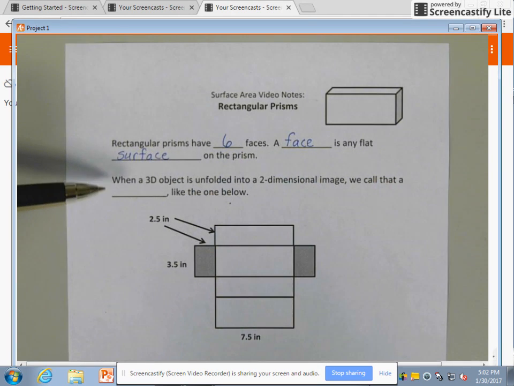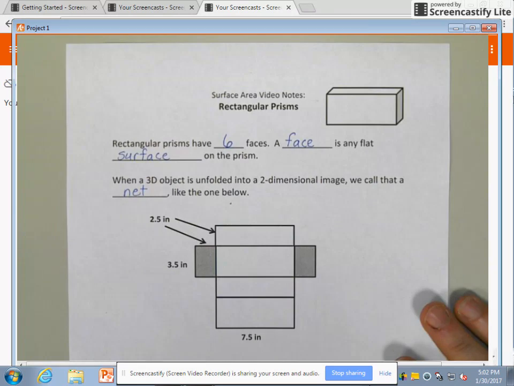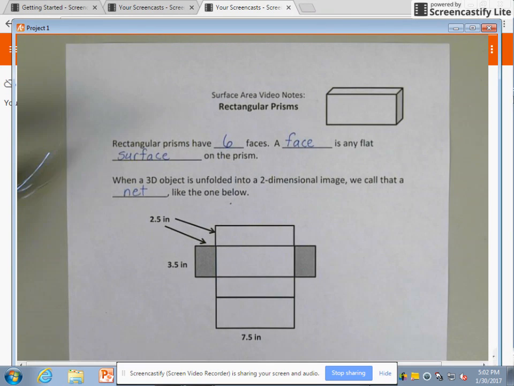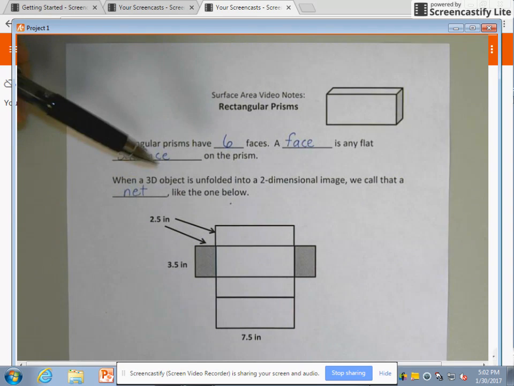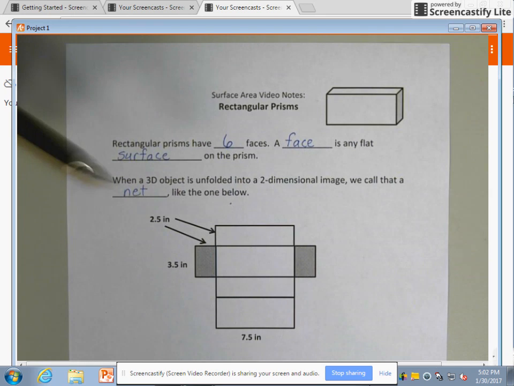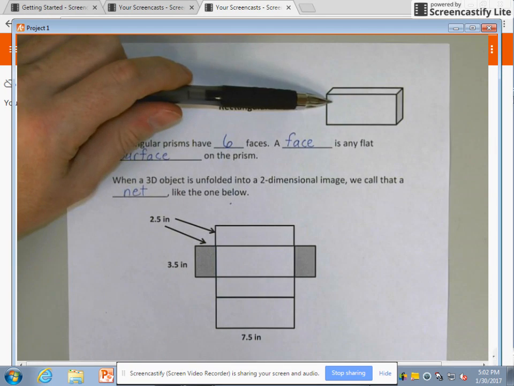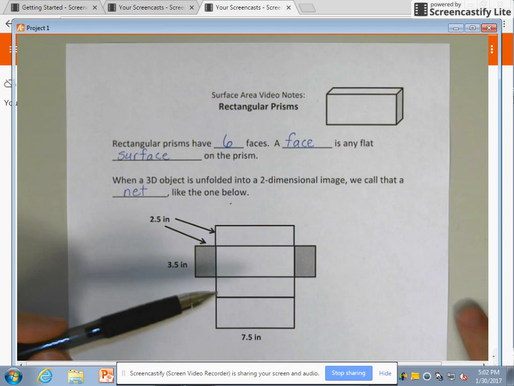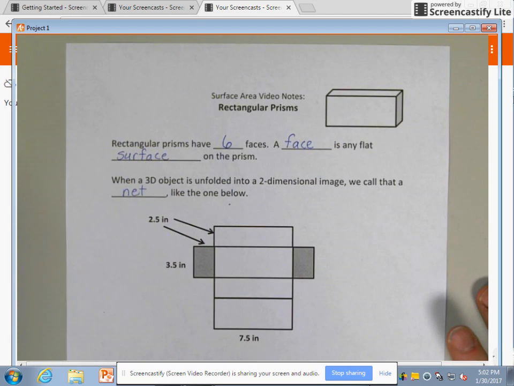When a 3-dimensional object is unfolded into a 2-dimensional image, we call that a net, like the one below. And for surface area, it might seem obvious, but what we're going to do is calculate the area of all the surfaces. As you notice, we said that our box had 6 faces, and as this net has been unfolded, it also has 6 different pieces to it.